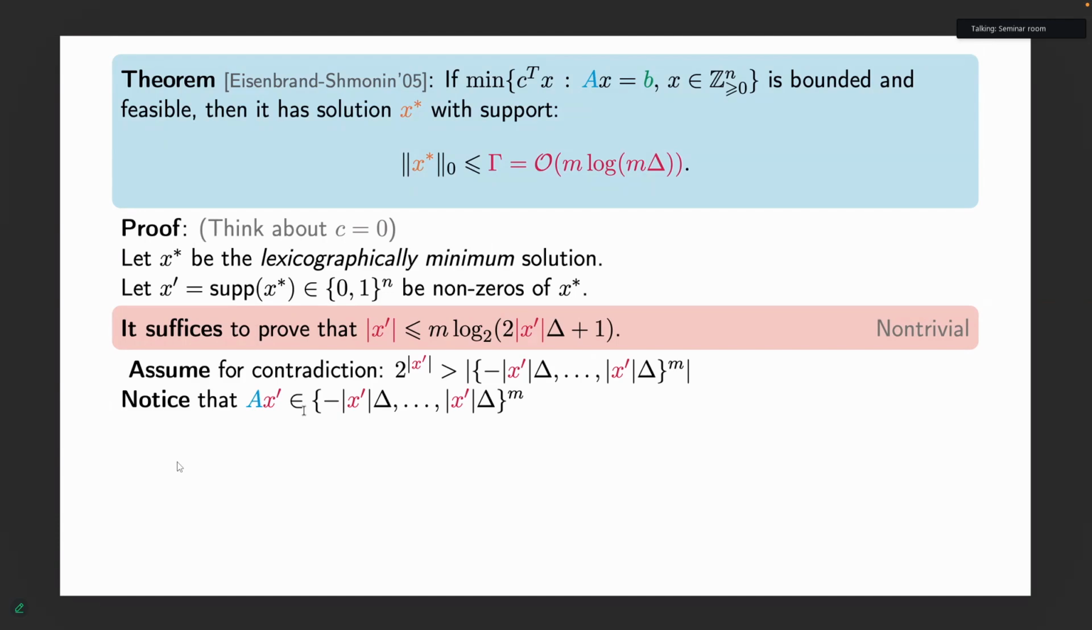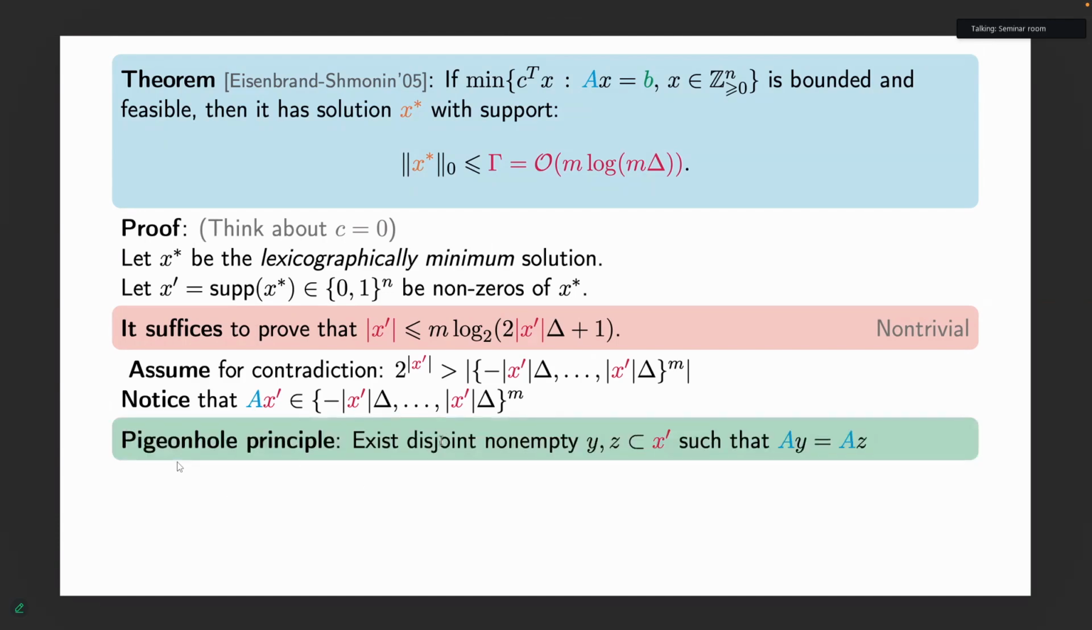And by the pigeonhole principle, there are two different subsets of these vectors such that they have the same right-hand side. Because this vector is somewhere here, and the number of possible subsets is greater than the space of the right-hand side. So by the pigeonhole principle, there must be two that map to the same right-hand side. Okay, that's the clear argument of this.